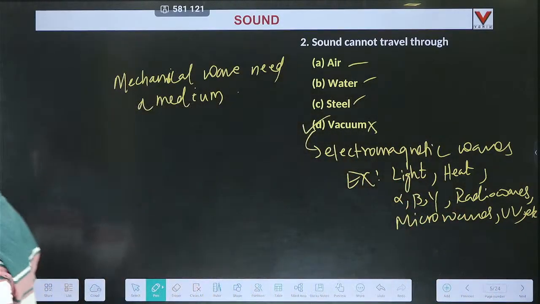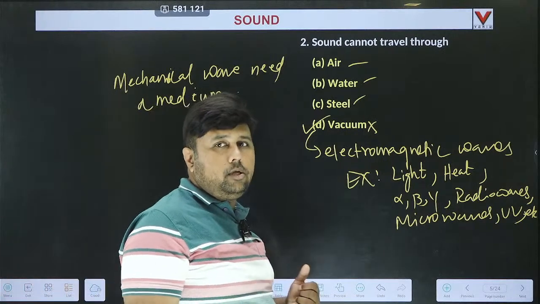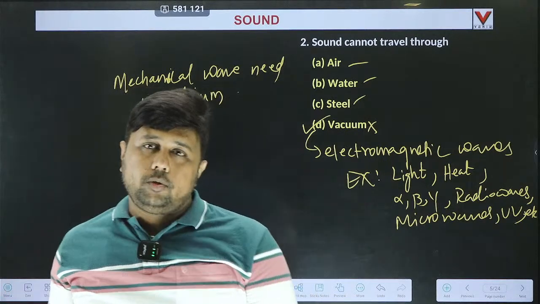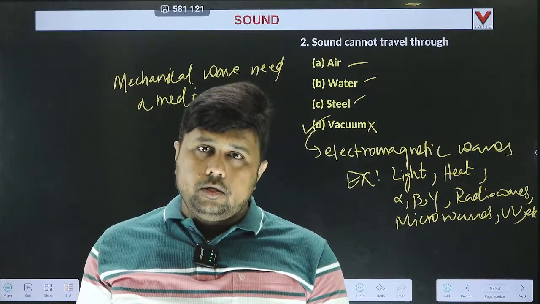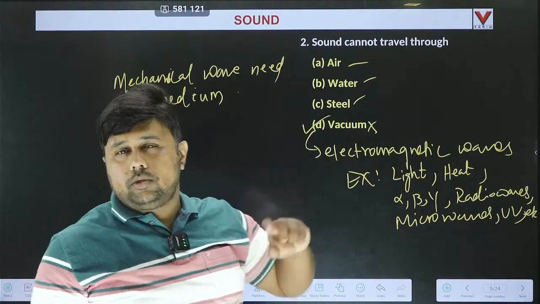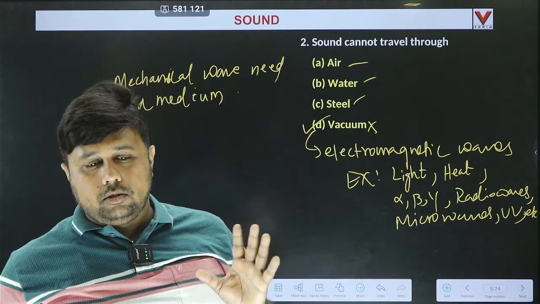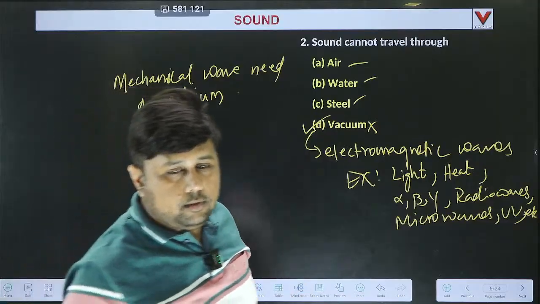The word electromagnetic wave: all electromagnetic waves can propagate in vacuum. For example, the sun rays fall on the earth and the earth is getting heated up, yes or no? Okay, so how is it? Because sun rays are light, that is white light, and light is an electromagnetic wave. It does not require any medium, okay?